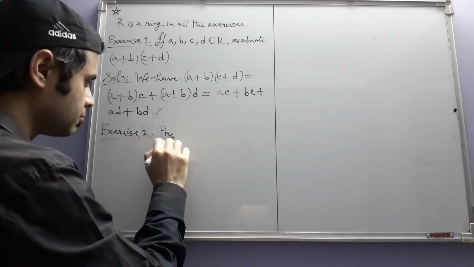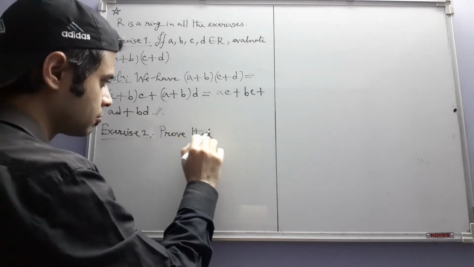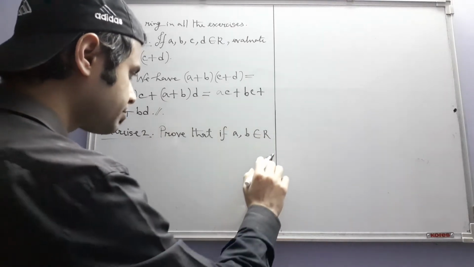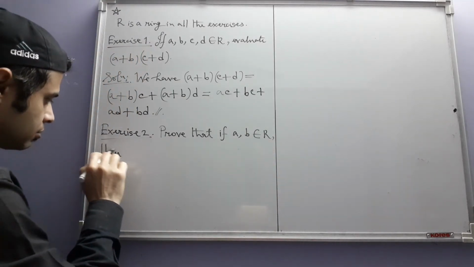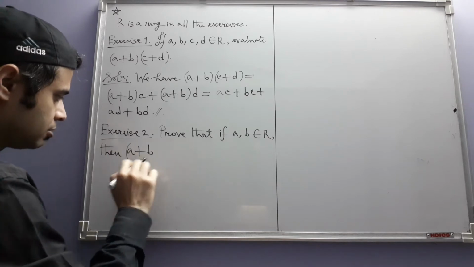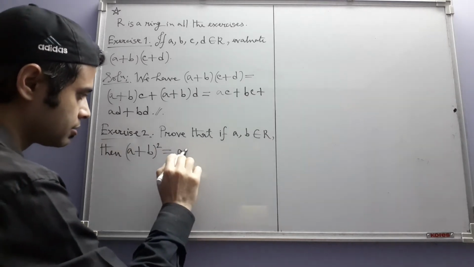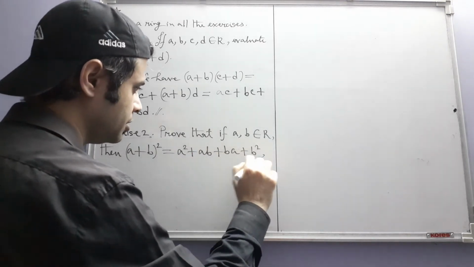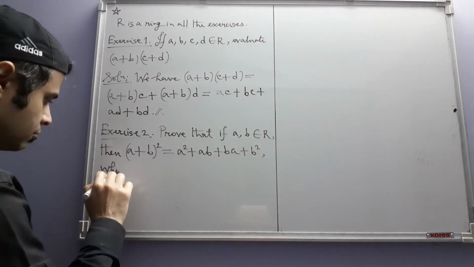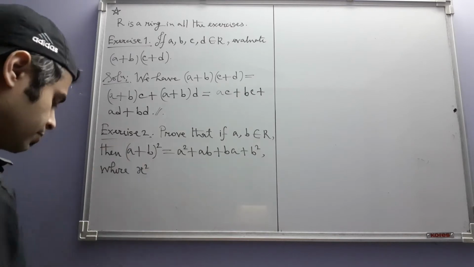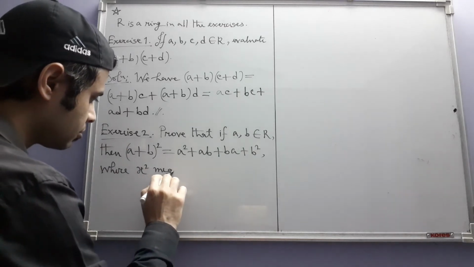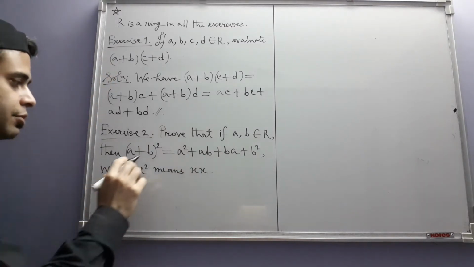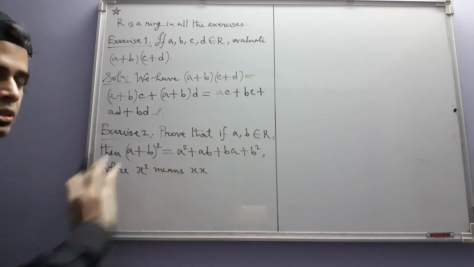Prove that if A and B are two elements in R, then (A plus B) whole square equals A square plus AB plus BA plus B square, where x square means xx. Okay, so in the ring we have to prove that this expression equals this.